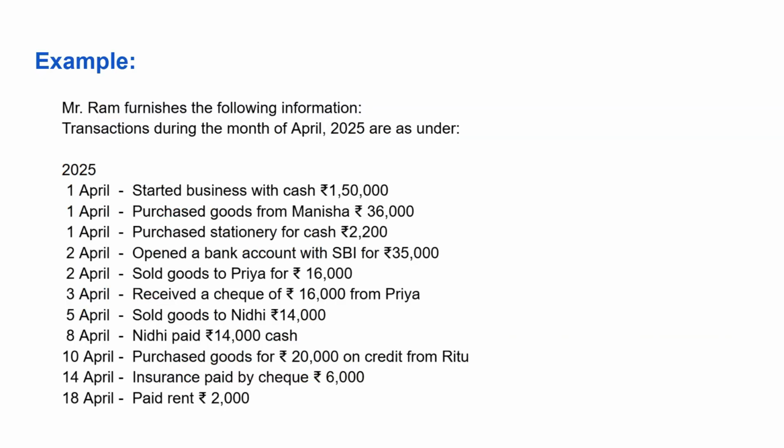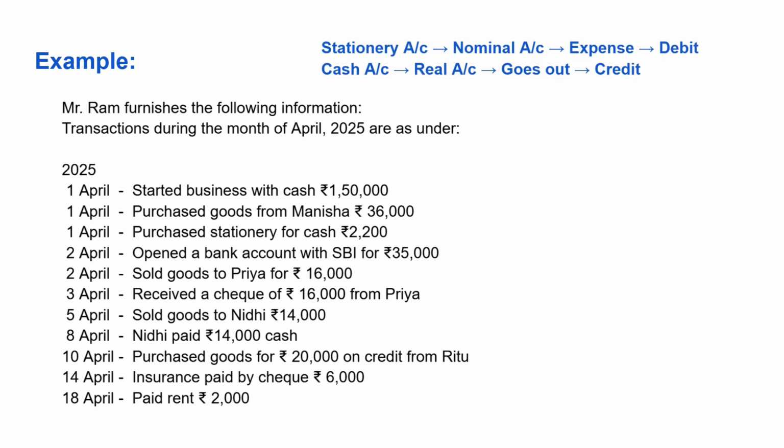Next. 1st April, purchased stationery for cash 2,200 rupees. Here the two accounts affected are stationery account and cash account because we have paid the cash. So, stationery account is nominal account and we have paid for stationery, so it is expenses. Debit all expenses. So, it is debit. And cash account is real account and cash goes out of the business. After purchasing stationery, cash goes out of the business. So, it is credit what goes out. Let's see how we'll record it.